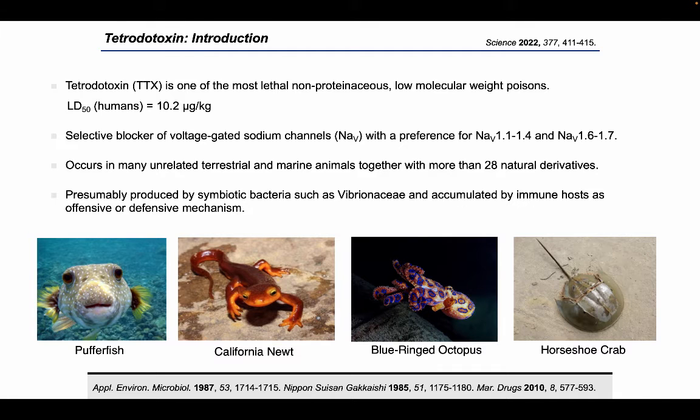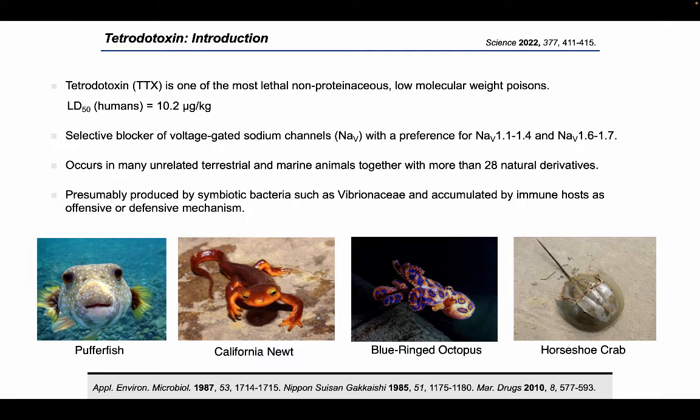Tetrodotoxin is probably best known as the poison of the pufferfish. It has an LD50 in humans of 10 microgram per kilogram, which makes it one of the most lethal non-proteinaceous poisons with low molecular weight. Its bioactivity makes it an indispensable probe in neuroscience.